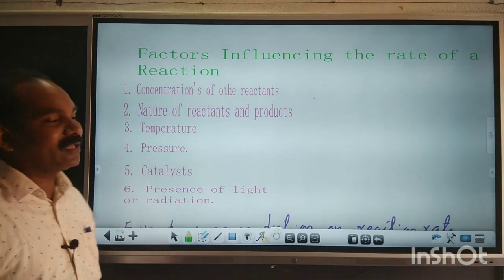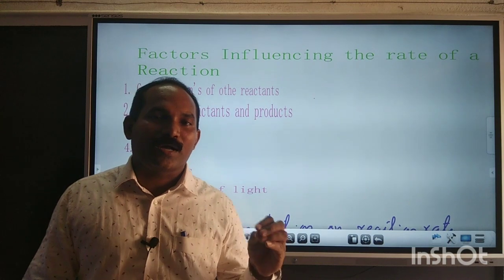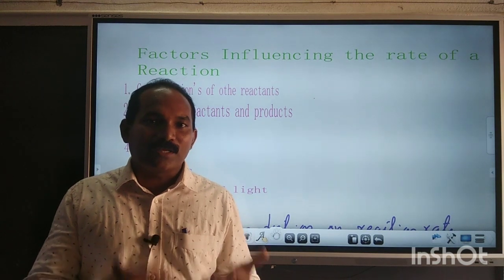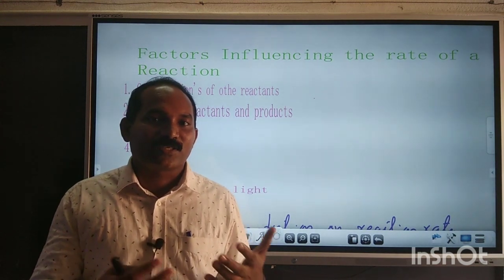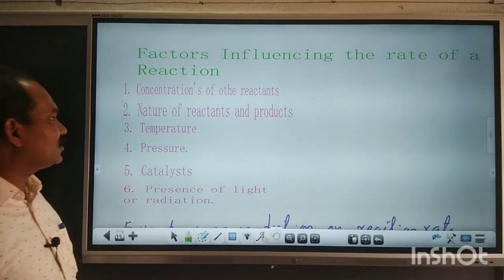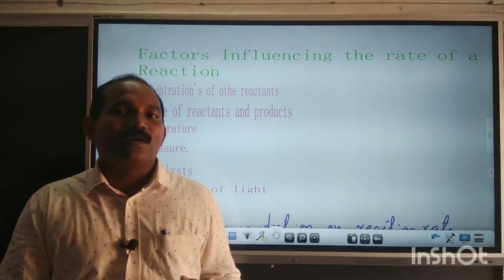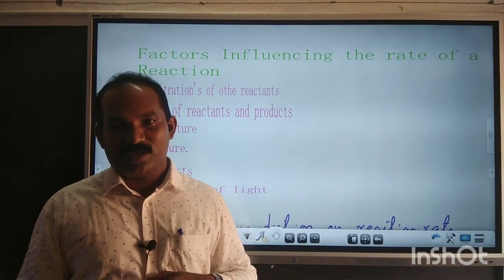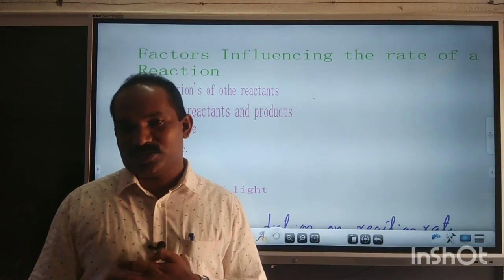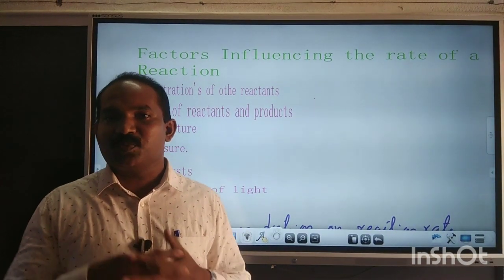The concentration of the reactants. If the concentration of the reactant is higher, the rate of the reaction is higher. The more the reactant, the faster the reaction goes on. So concentration is important here. The next one is nature of reactants and products. How does the nature affect the rate of a reaction? More reactive reactants will increase the rate of the reaction. If the reactants are more reactive, the reaction takes place very fast.